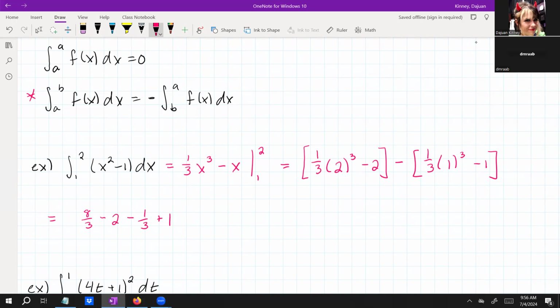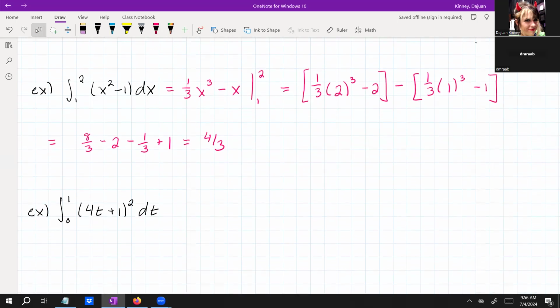Calculator, I could do this in my head, but I'm not too. Minus 2 minus 1/3 plus 1. 4/3. So yeah, final answer on that. Right? Did I write it down in my calculator right? Okay. Pretty straightforward.